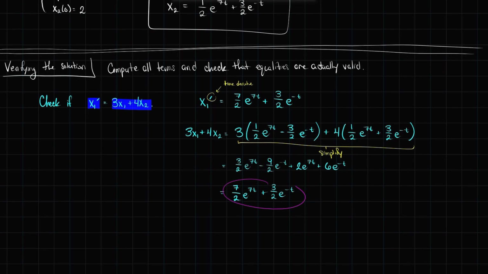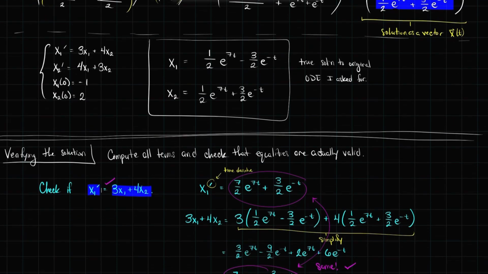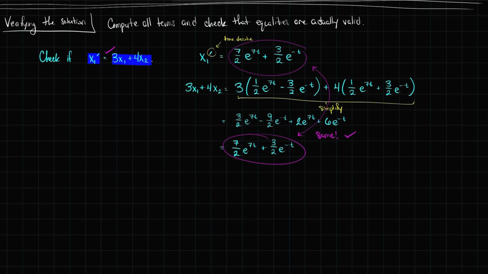At this stage, we just check, are these two the same? And we look and we say, look at that, they are the same. So we verified the very first of 4 equalities. We're going to verify the solution. The second equality, we're going to check if x2 prime is equal to 4x1 plus 3x2. Well, to do that, we need to check or compute x2 prime. As before, the prime is just a time derivative.